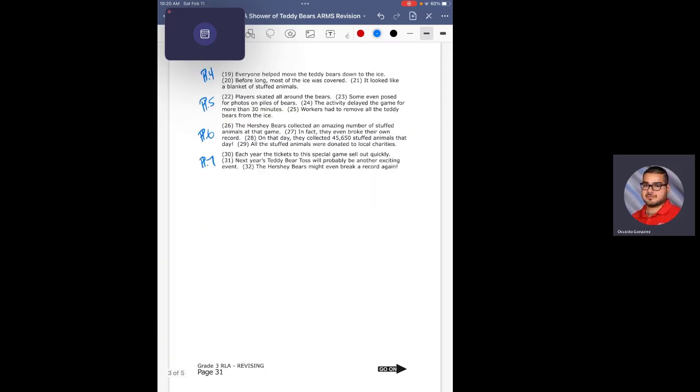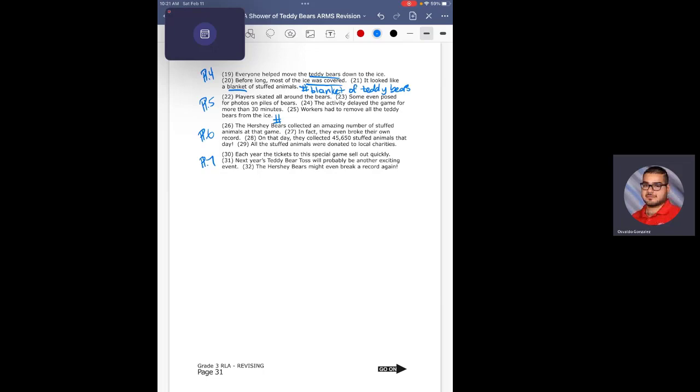Okay, let's go to paragraph 4. It says, everyone helped move the teddy bears down to the ice. Before long, most of the ice was covered. It looked like a blanket of stuffed animals. So here, the idea that the author wants to get across is there's a lot of teddy bears on the ice. The ice was covered. It looked like a blanket. So hashtag blanket of teddy bears. We could have also put covered with teddy bears, ice covered with teddy bears, as long as it jives with the other paragraphs.